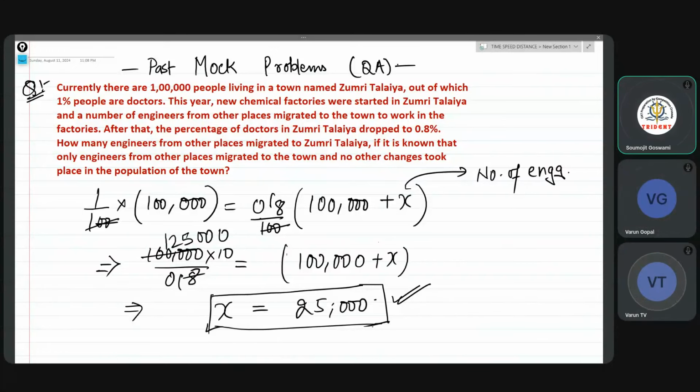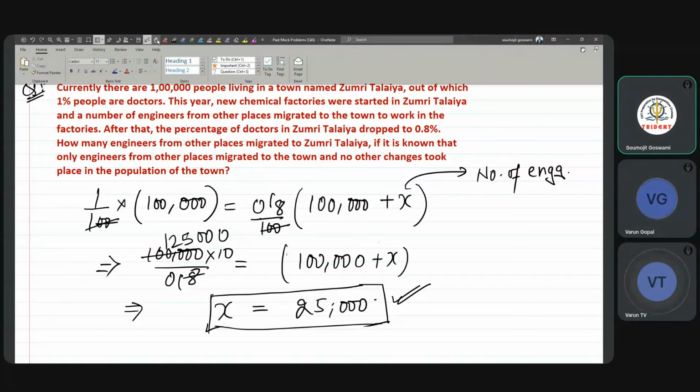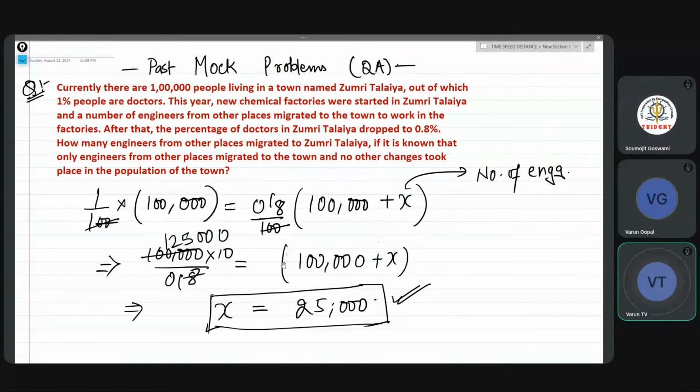Shall we go to the next one, or do you want to have a scrutiny on this one? If you guys have a different method, I don't have a problem. More or less, we're doing the same thing. The same method, you've done different steps, but the concept is the same. Population by new population into 100 equals 0.8%. Okay, let's do one more.